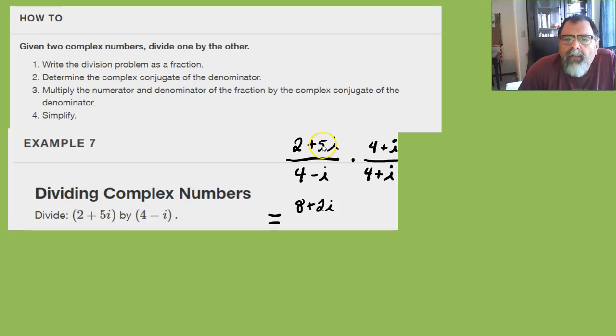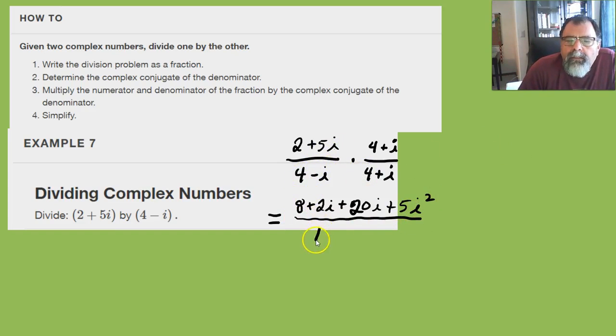And then distribute the 5i. 5i times 4 is 20i. 5i times i is 5i squared. And then on the bottom, we're going to use the shortcut. We're going to square it.